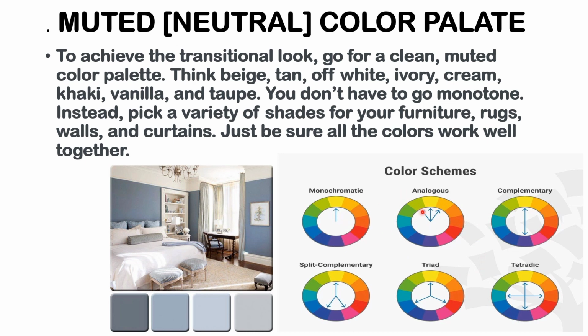Always use these color schemes in your design style. Okay, pick a variety of shades for your furniture, rugs, walls and curtains. Just be sure all the colors work well together. Okay, make sure that if you're going with these color schemes, all the colors go hand in hand. It should not happen that one of the colors is popping up so much. Okay, don't try to add dark, bold accent colors to your walls or your cushions. Okay, try to maintain it.